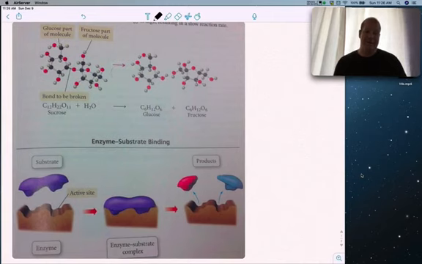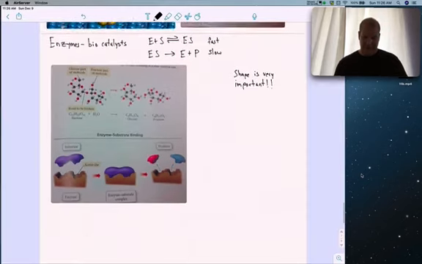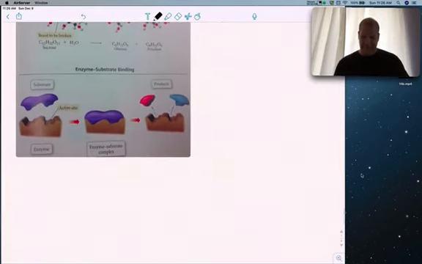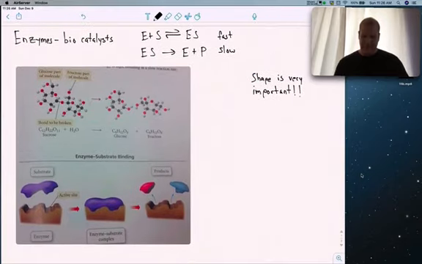The enzyme is like this big blocky thing. It's a big blob of protein, and then the substrate comes in there, and then a chemical reaction can happen. Shape is very, very important with enzymes. I'll explain that in a second.